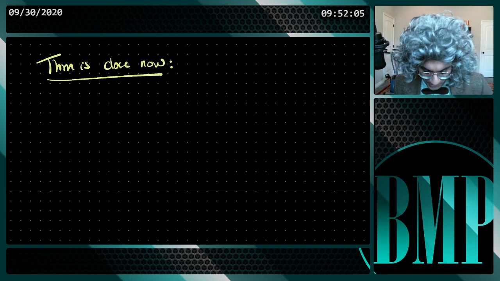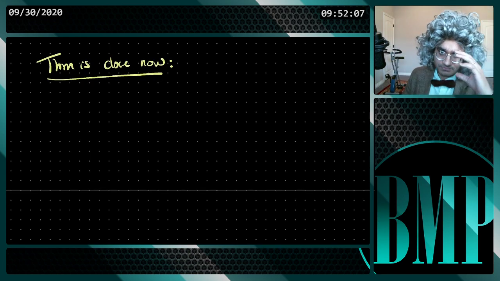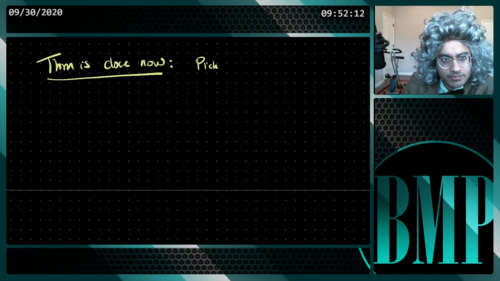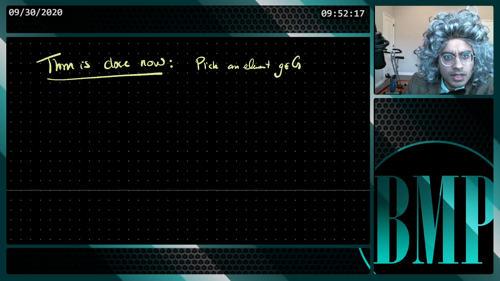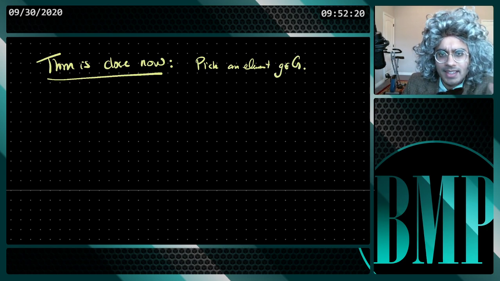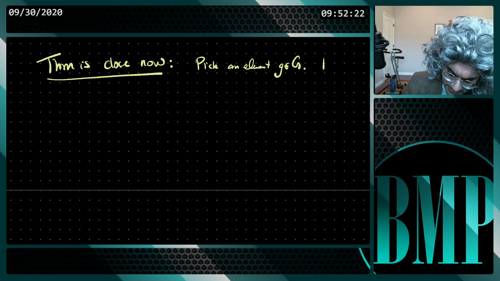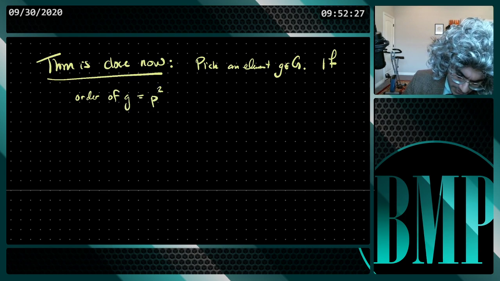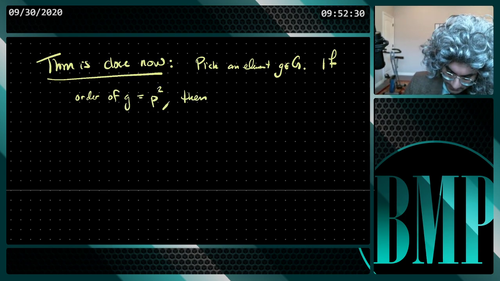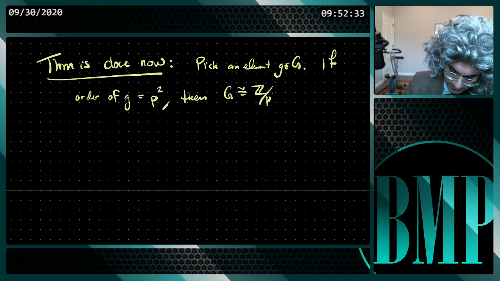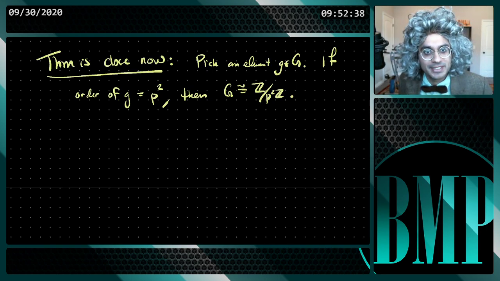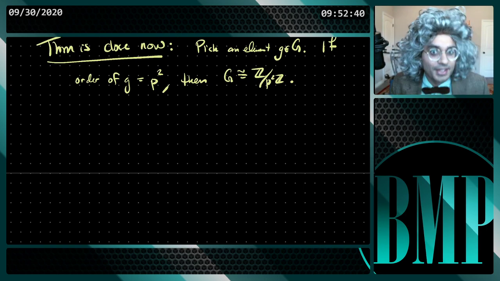It's algebra. Okay, so the theorem is close now. Ready? Okay. Pick an element in this group of order p squared. If its order is p squared, then you're done. It's cyclic. You have a cyclic group, Z mod p squared Z.